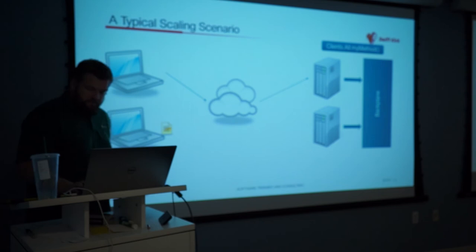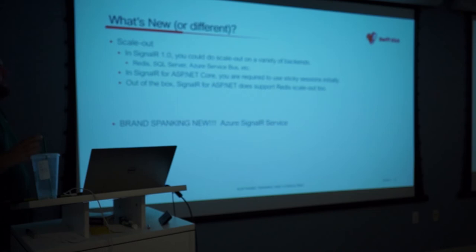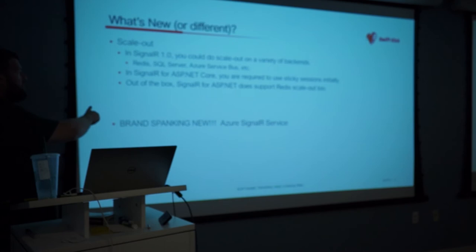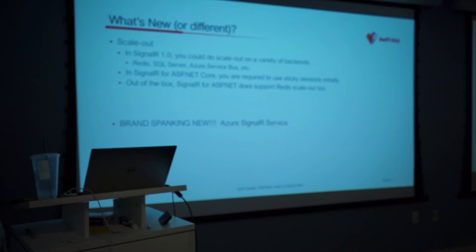Now, the big fundamental change is that in SignalR1, your backplane could be a variety of technologies. Most commonly, Redis server and Azure Service Bus. These were the fastest, most efficient ways to set up a backplane. SQL Server was also supported because some people whined, but no one in production used SQL Server for a backplane because it was too slow. There was no physical way that all these servers could poll a SQL Server quickly. It's just physics. So most of us used Redis or Azure Service Bus.